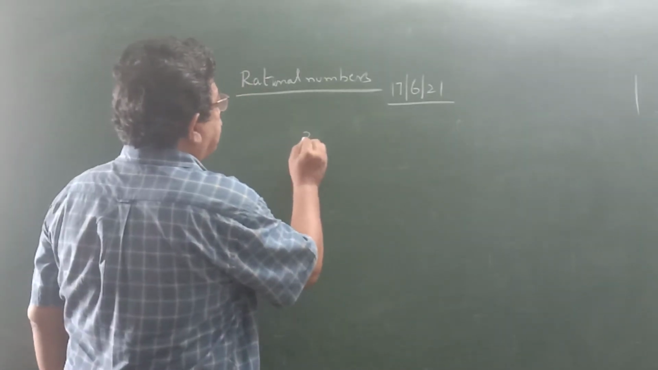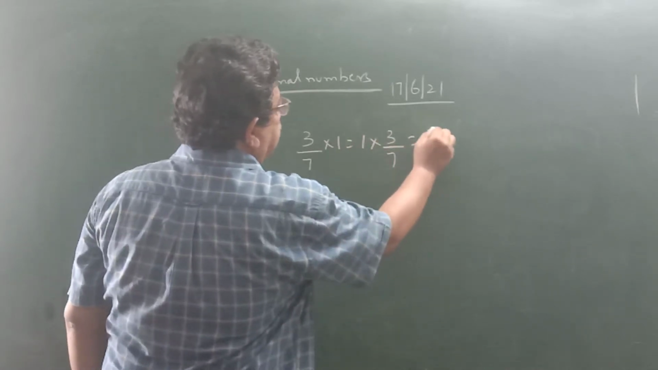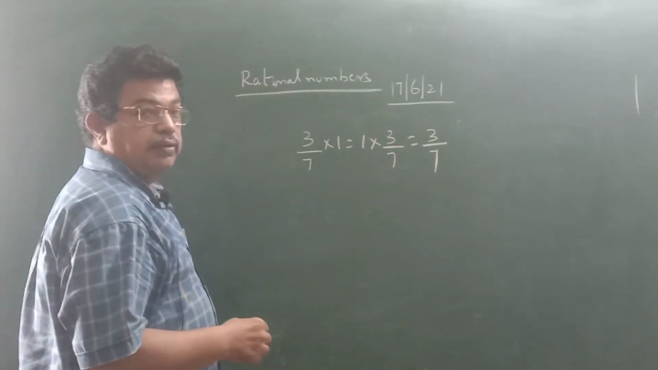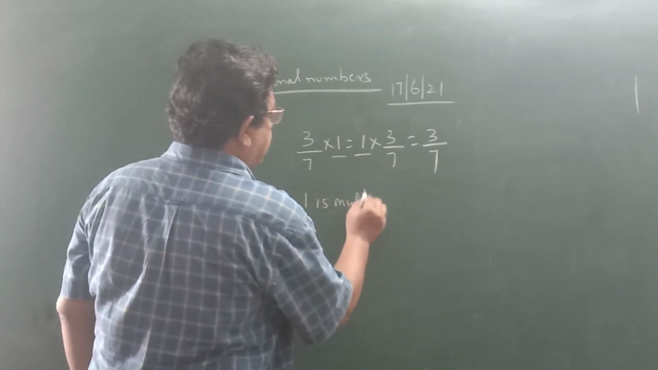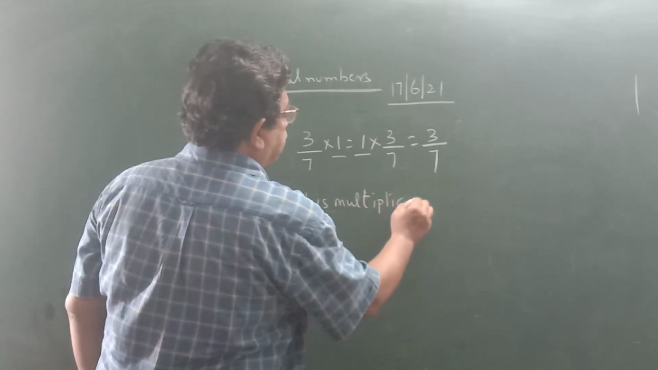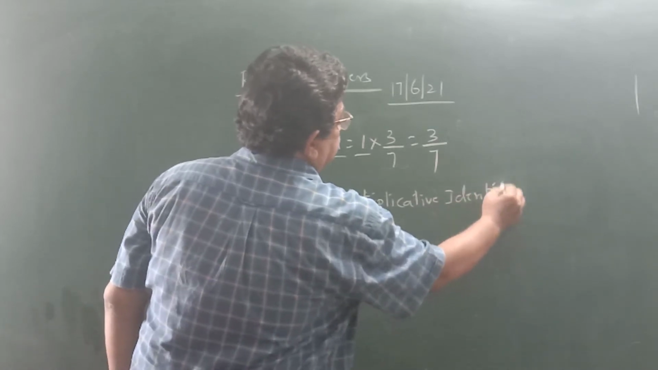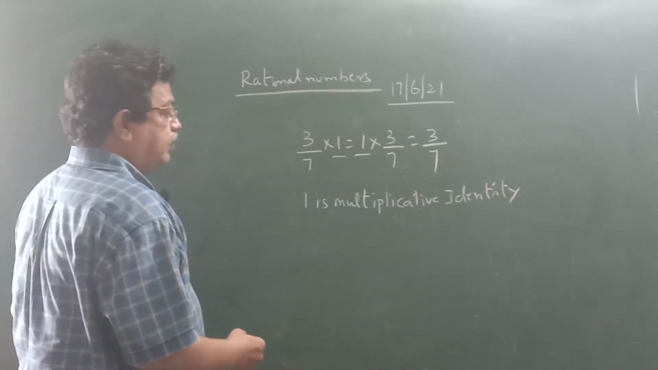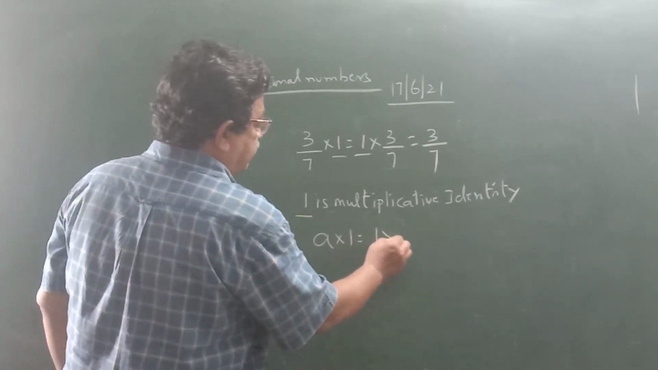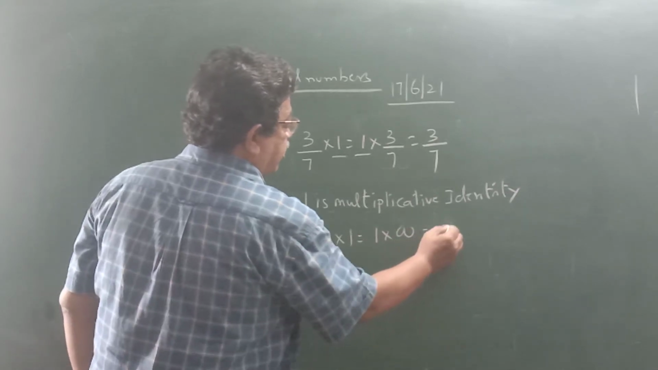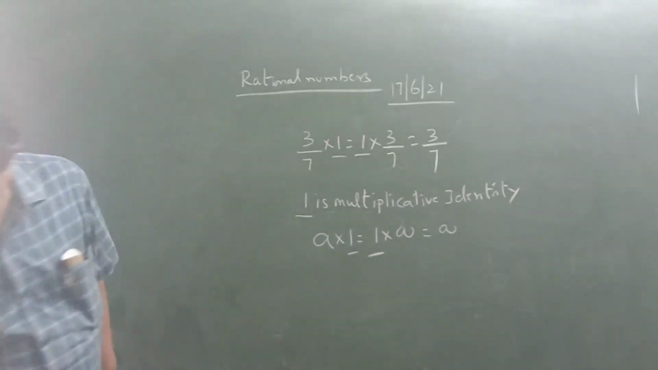Now you take 3 by 7 into 1, equal to 1 into 3 by 7, which is equal to 3 by 7. What is 1 called? Multiplicative identity. So in general, if a is a rational number multiplied by 1, or 1 multiplied by a rational number a, the product is equal to a. In both cases, 1 is called the multiplicative identity.